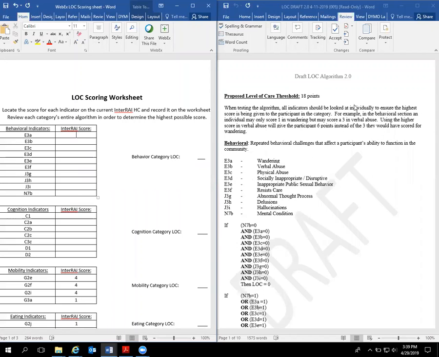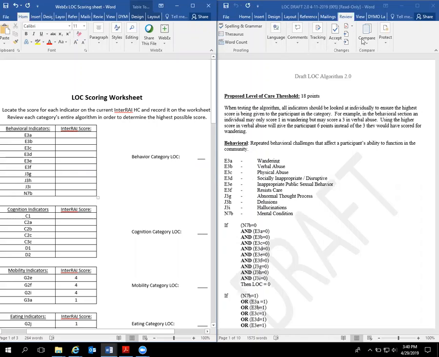I am going to be talking about the new draft level of care algorithm 2.0 and how you can determine a participant's level of care score using this algorithm and this new worksheet tool that we have developed. So in order to do that, I'm going to be using 3 documents.